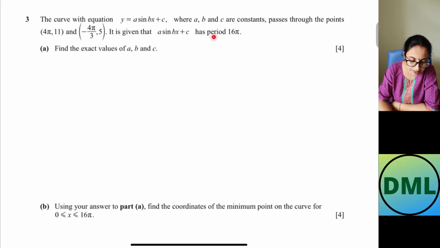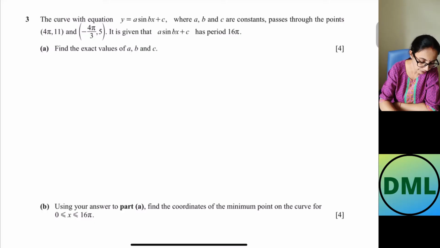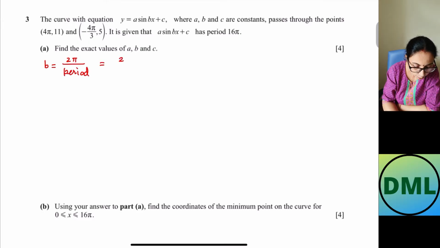They have given us the period. That means I can easily find out the value for b here. Let's find out the value for b first. So the b value will be given by 2 pi over period. 2 pi over period, which is 16 pi. Pi will get cancelled from pi. You have to cancel 8 here. This will be given by b is equal to 1 over 8. This is the answer for b value.